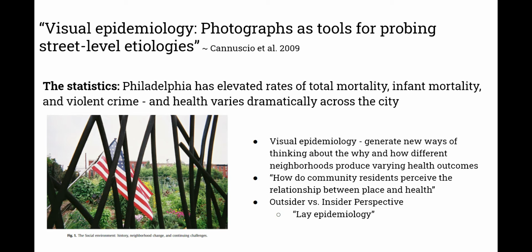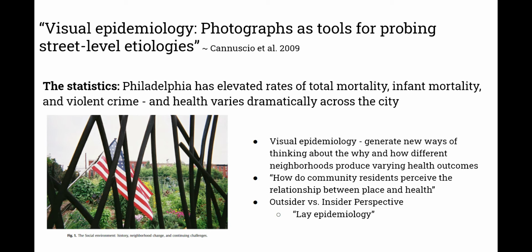And the statistics tell us that there are elevated rates of a lot of diseases, infant mortality, and etc. Visual epidemiology helps us generate new ways of thinking about the why and how these neighborhoods produce varying health outcomes. Because we can look at statistics like infant mortality on a map and maybe see that a neighborhood like this is at higher risk of infant mortality. And maybe that shows up as a hotspot or a pattern on a map. But visual epidemiology helps us to probe the meaning behind that.